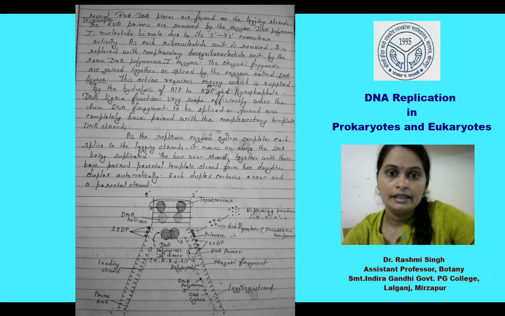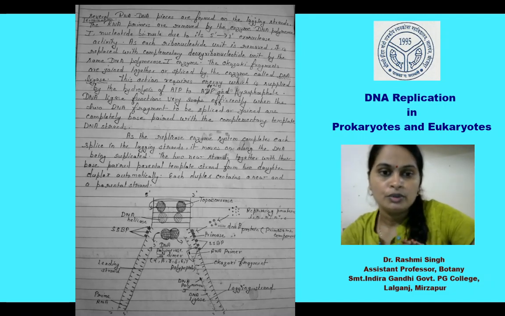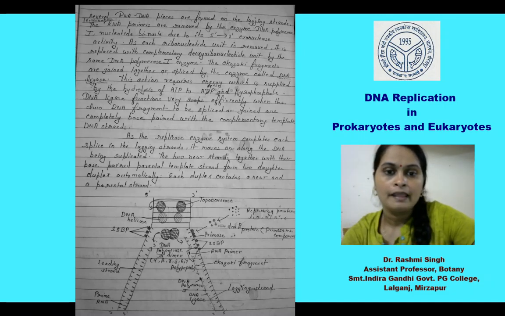As the replicase enzyme system completes each splice in the lagging strand, it moves along the DNA being replicated. The two new strands, together with the base paired parental template strand, form two duplexes automatically. This figure shows the combined steps.